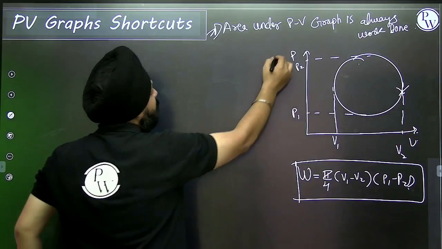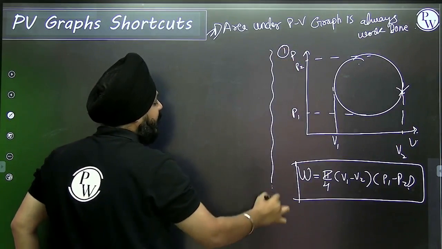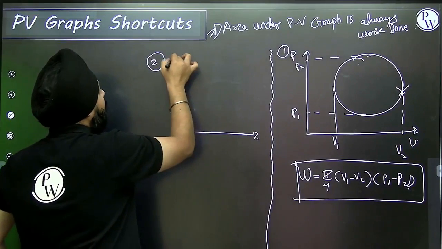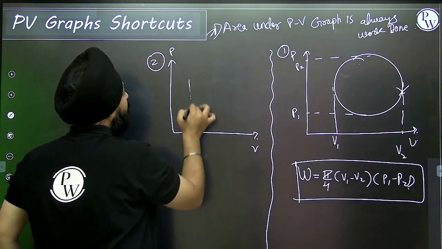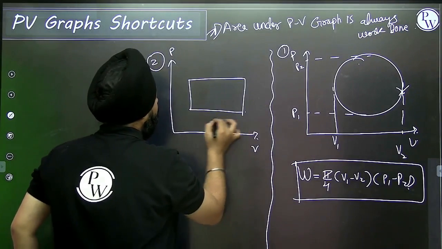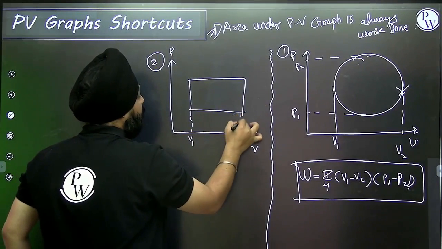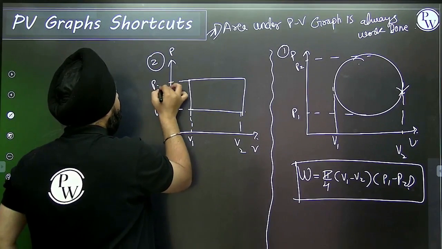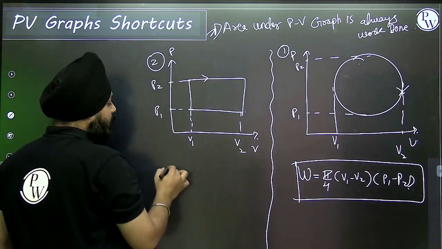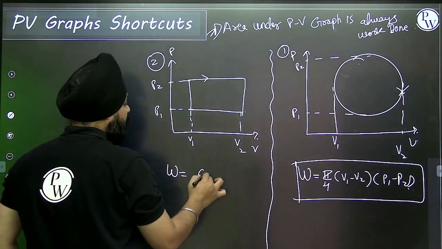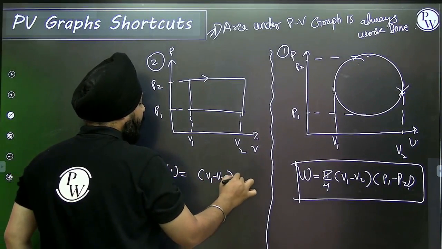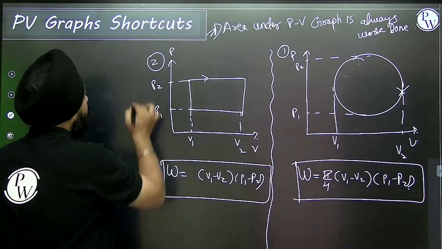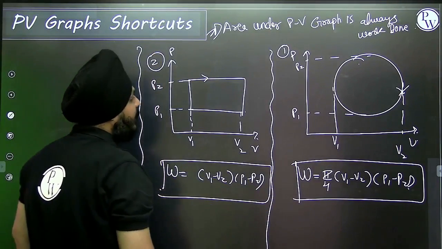So this is the first special case. Suppose we want to move on to the second special case. If the PV graph is in the shape of a rectangle, then this is V1, this is V2, this is P1, this is P2. In this case, work done can be given directly as (V1 minus V2) into (P1 minus P2). We have a direct formula for this: the area under the PV graph.